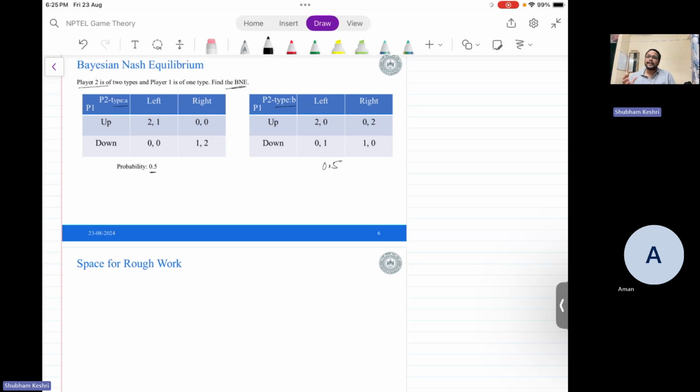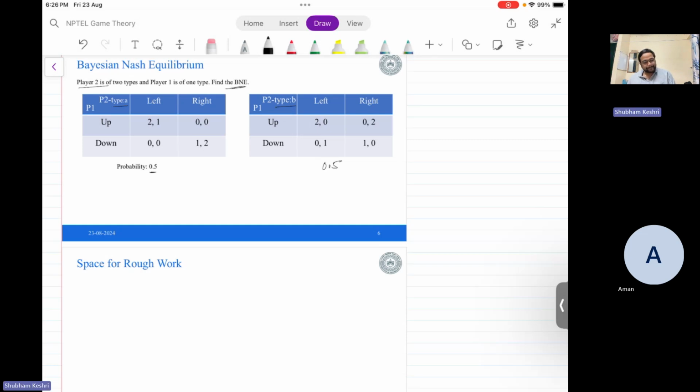So what will happen is player 2 will try to find out some kind of expected utility. Suppose player 1 comes or player 2 comes, what will be my utility if he plays this action? Something like that will happen, okay? Because player 1 is uncertain. Player 2 knows exactly what type of player he is, but player 1 is uncertain. So therefore the expectation of utility will come from player 1 and not player 2. All right. So this is the core idea of this solution method.